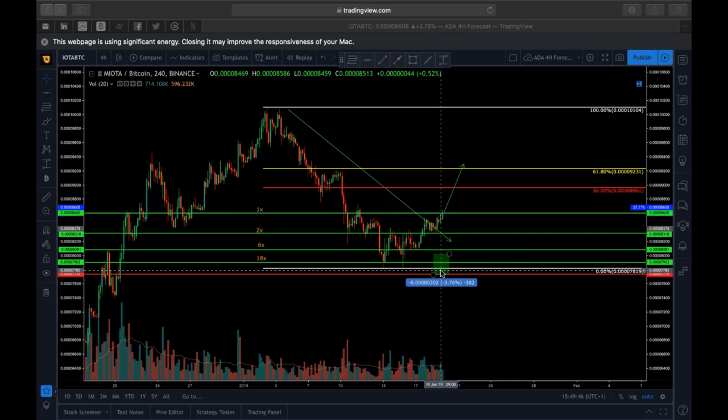I still see sometimes people not using stop loss. That's not very good. And then obviously in this case, if this long plays out, we're going to be taking profits on the 50% retracement, on the 61%. And I have it all ready, obviously. Now here comes the thing with taking profits.